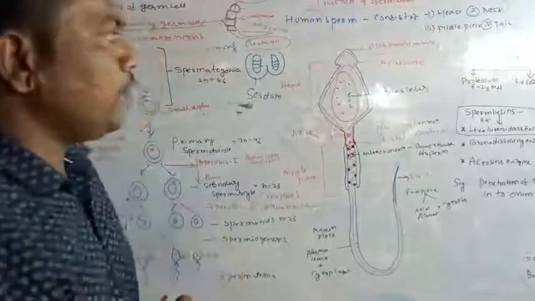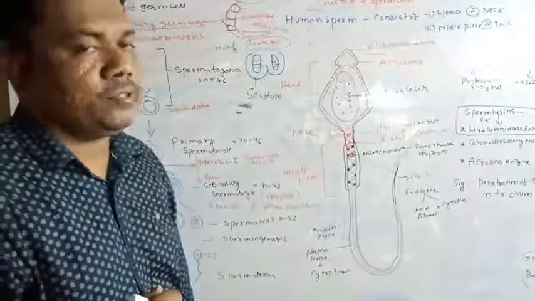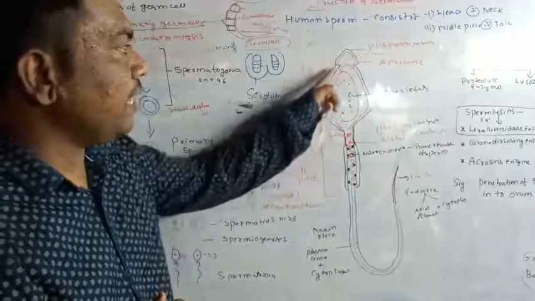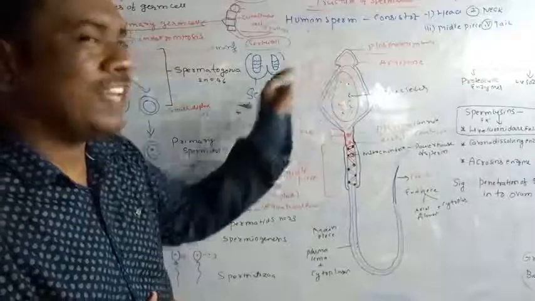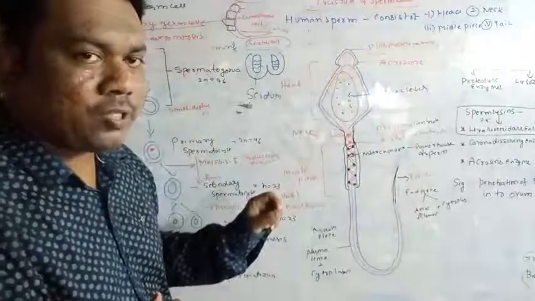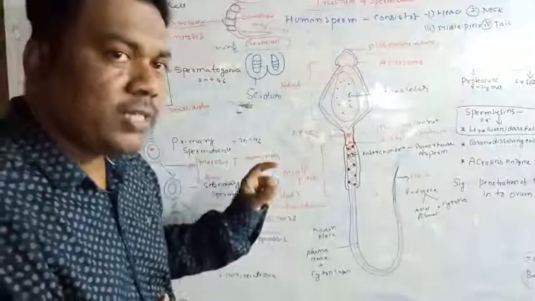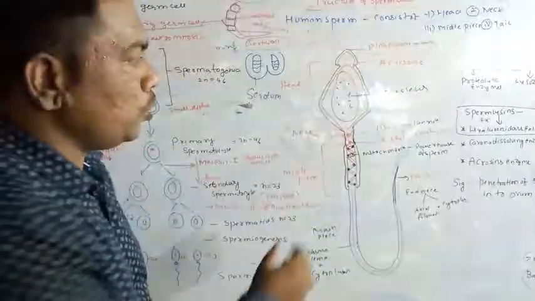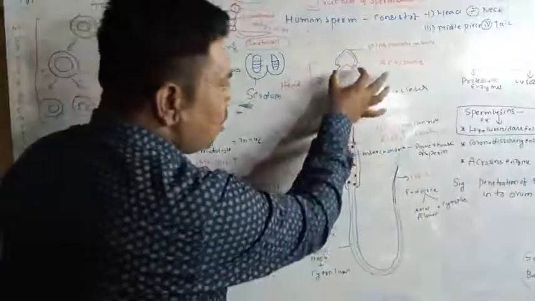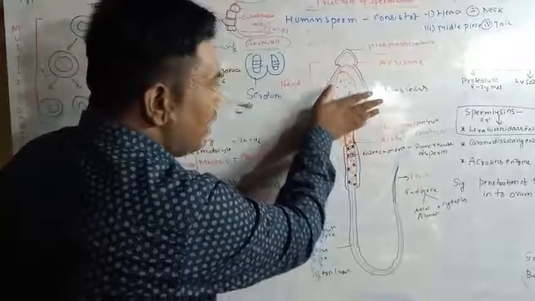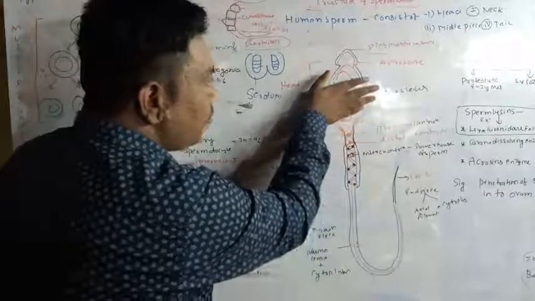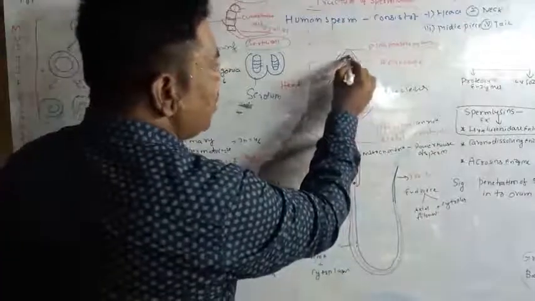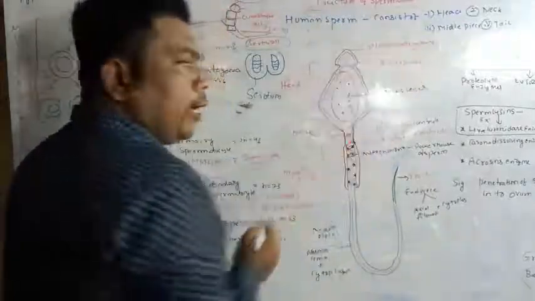The sperm head is an oval-shaped structure. At the tip of the head, it has a small cap-like structure. That cap-like or pointed structure is said to be the acrosome. So you can see here, this is the first part of the sperm. The anterior portion of the head has a small cap-like structure, and that cap-like structure is called the acrosome.